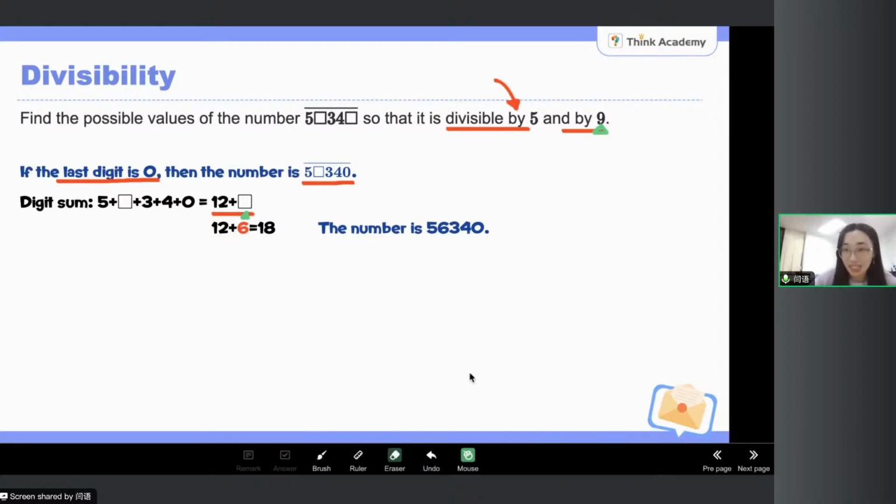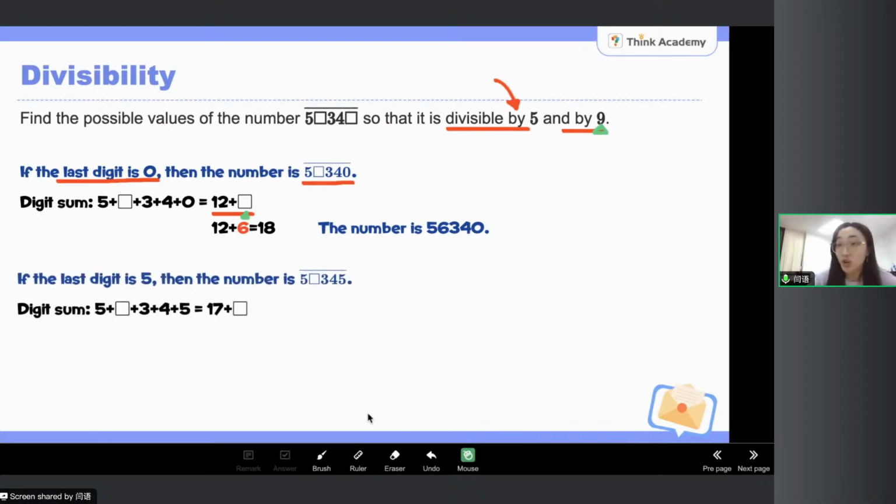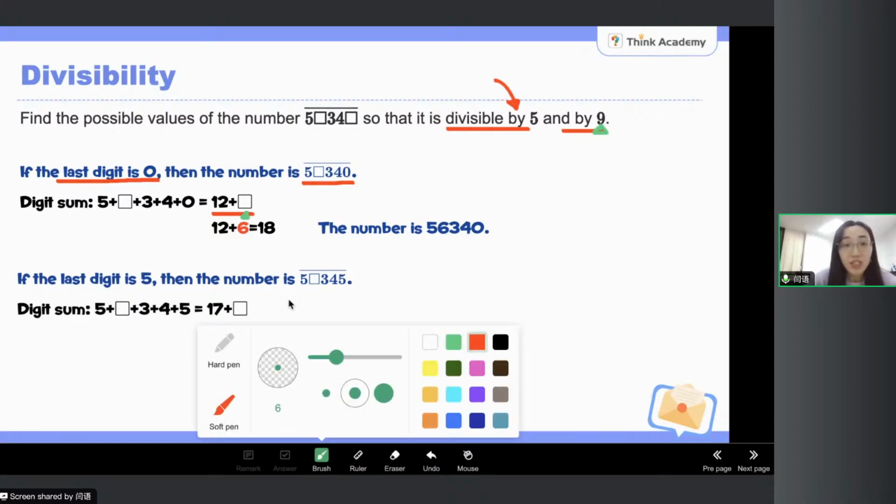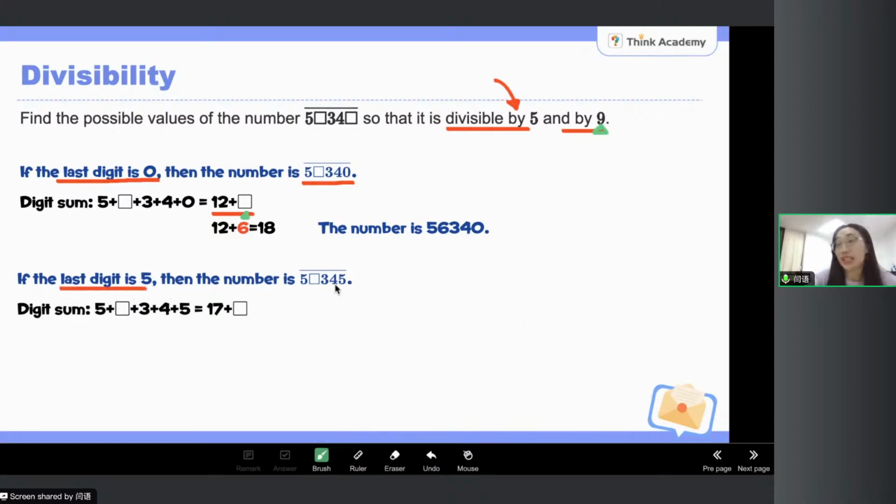If the last digit is 0, what is another case? For another case, the last digit should be 5, right? So if the last digit is 5, what is the number? The number is 5 something 3 4 5, which means the digit sum is 17 plus the box. Again, everyone, could you please tell me what is the number in the second case? 17 plus something. Again, you need to make sure that the sum is divisible by 9. What is it?